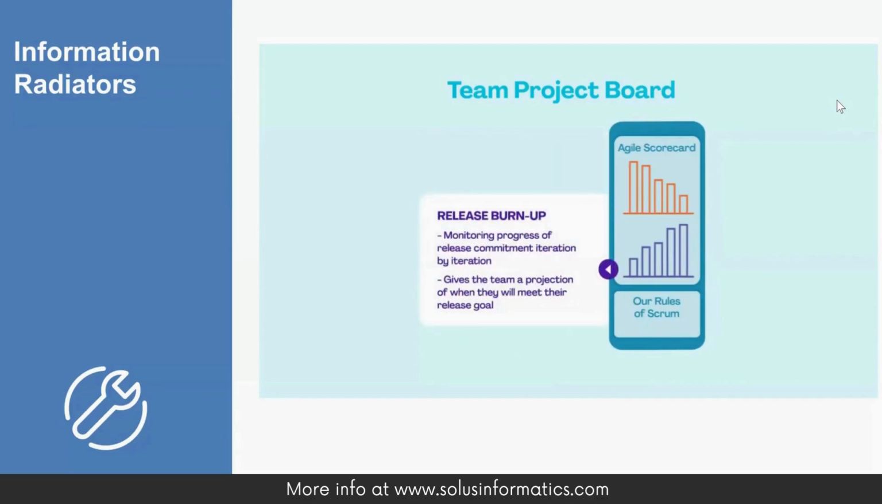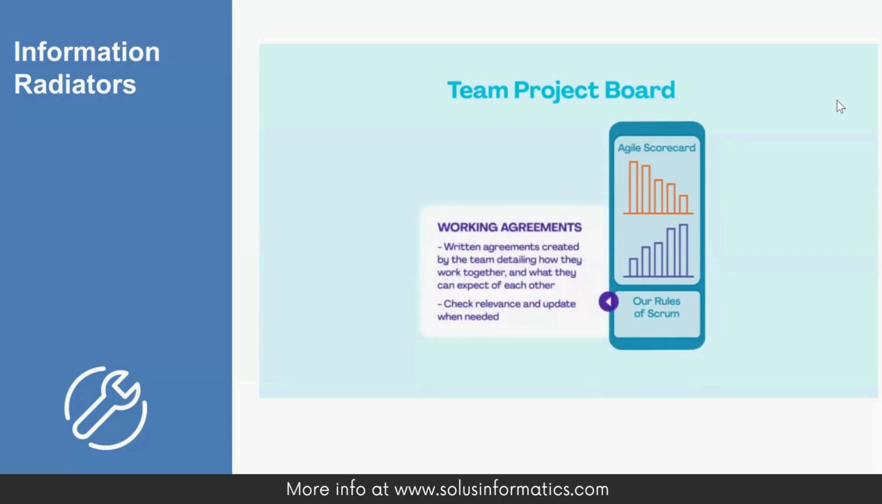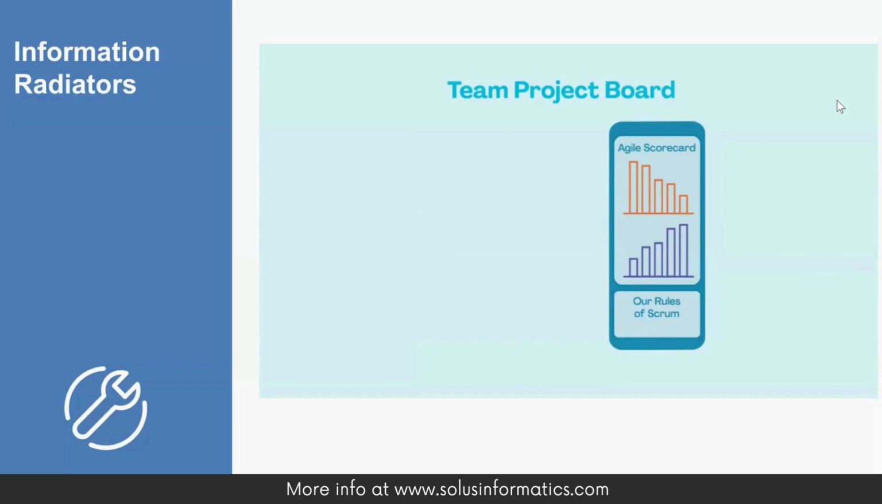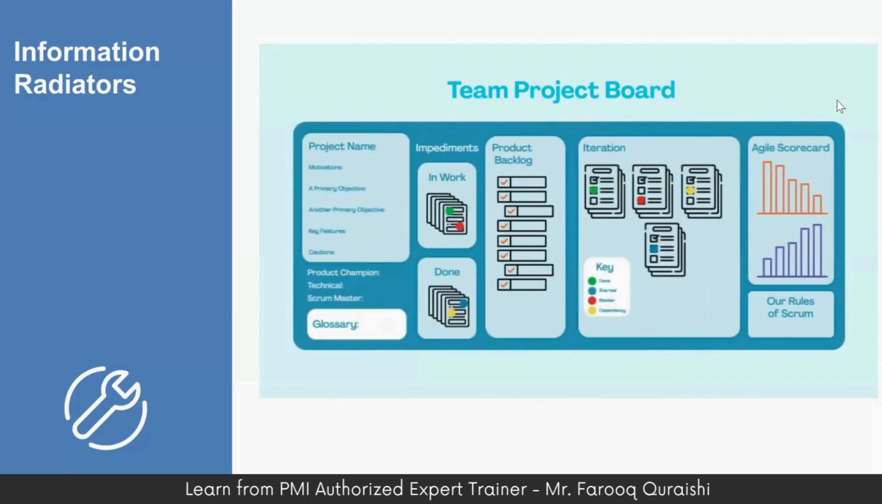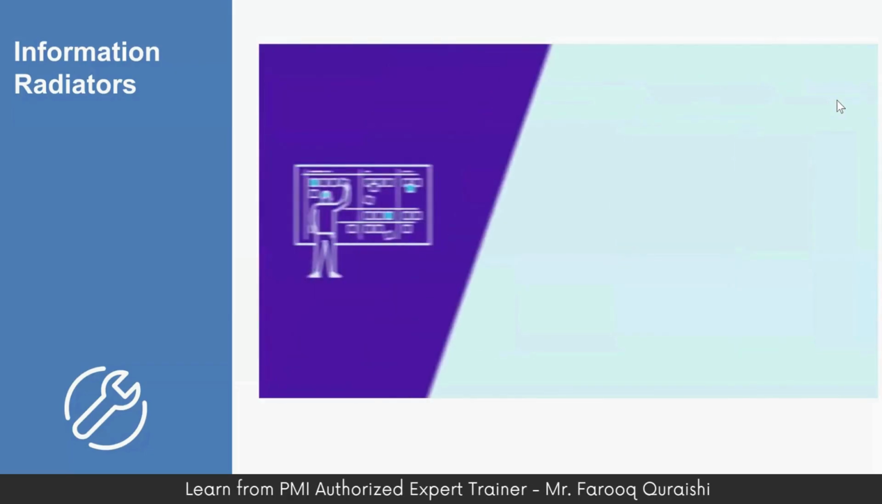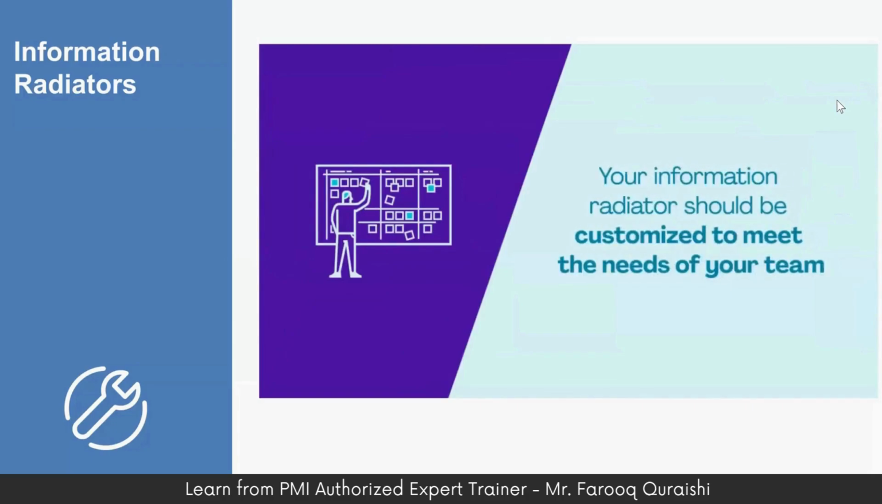It also shows the release burn up. This monitors progress of release commitment iteration by iteration and gives the team a projection of when they will meet their release goal. And finally, it shows working agreements. These agreements detail how the team will work together and what they can expect of each other. Of course, this is just an example. Your information radiator should be customized to meet the needs of your team.